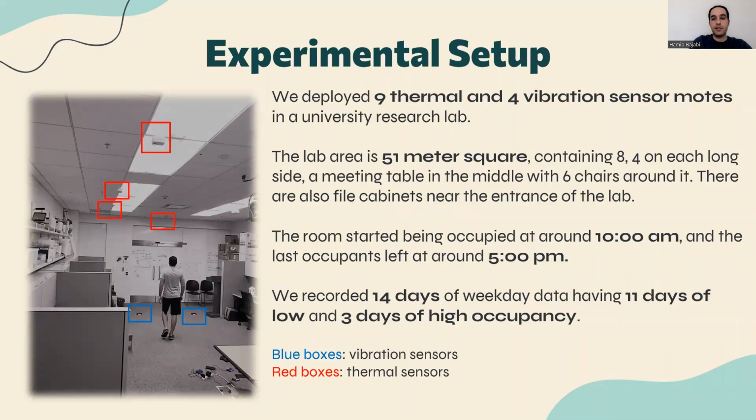Now, our experimental setup. We deployed 9 thermal and 4 vibration sensor nodes in a university research lab, as you can see here in this picture. The lab area is about 51 square meters with 8 cubicles, 4 on each long side. And during the experimental days, the room starts being occupied at around 10 a.m. in the morning, and the last occupants left the lab at around 5 p.m. And we recorded 14 days of weekday data, that is 11 days of low occupancy and 3 days of high occupancy.